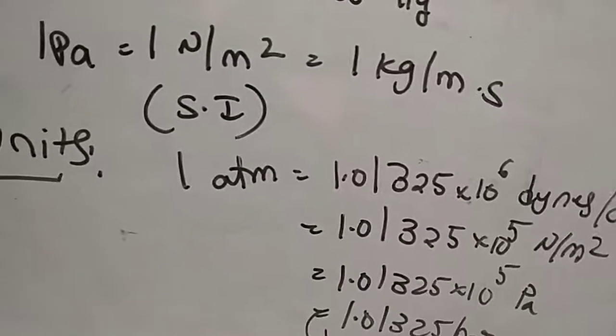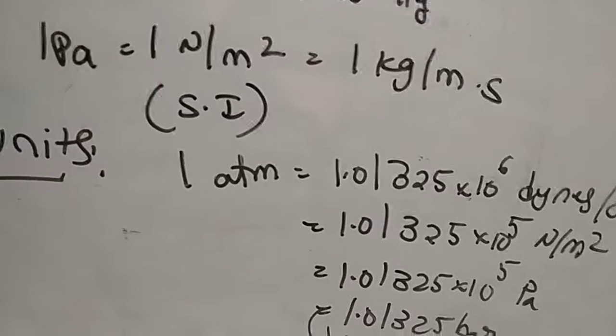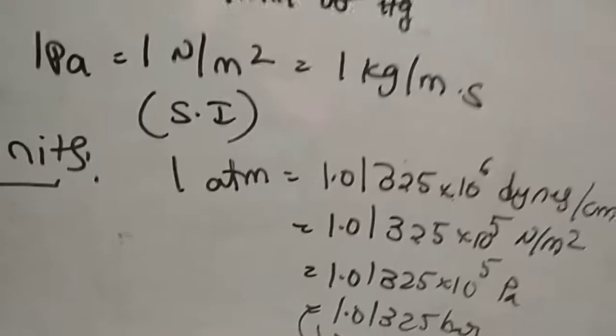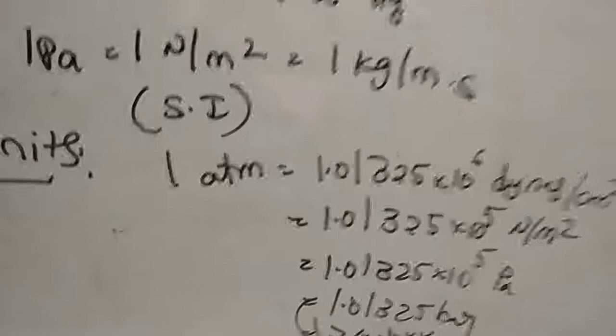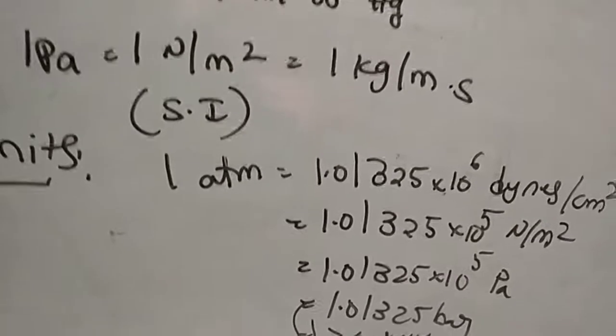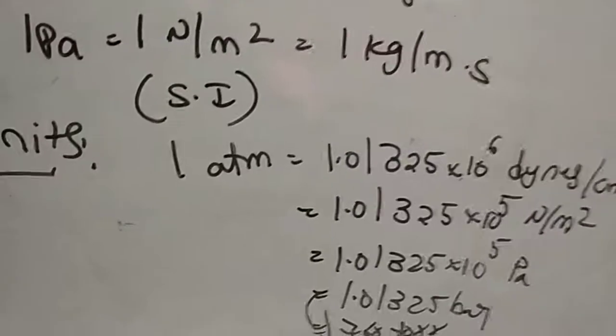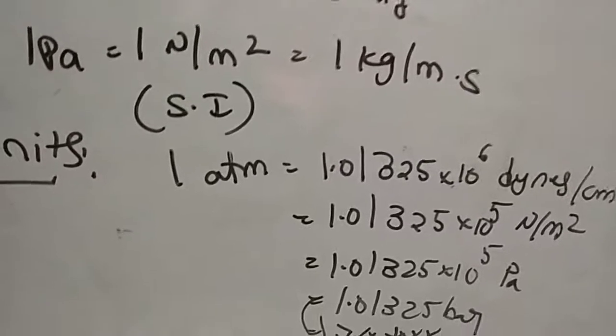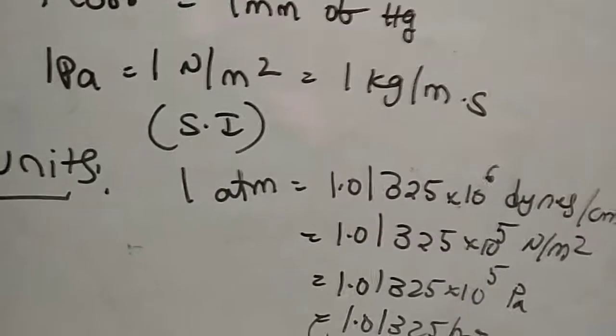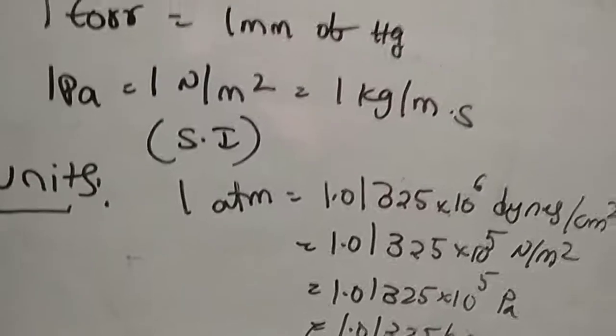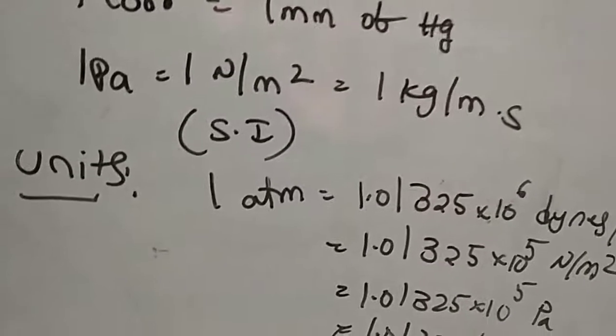And these are the general conversions for pressure. So we completed mass and volume, ambient temperature, and Loschmidt number. 2.68 into 10 to the power of 19 molecules per mole is the Loschmidt number. Next one is the pressure. Pressure conversions are very important.